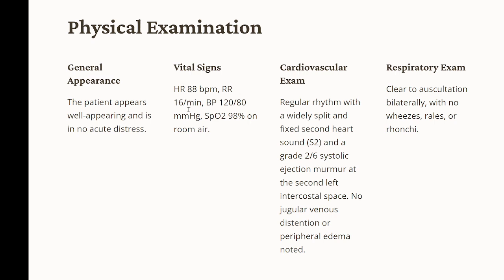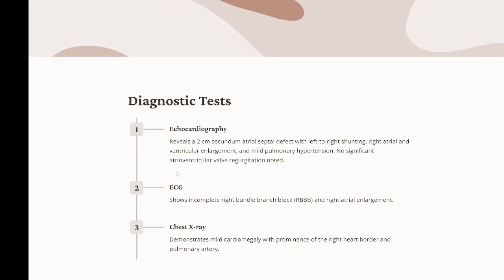Diagnostic tests. Echocardiography reveals a 2 cm secundum atrial septal defect with left to right shunting, right atrial and ventricular enlargement, and mild pulmonary hypertension. No significant atrioventricular valve regurgitation noted. ECG shows incomplete right bundle branch block, RBBB, and right atrial enlargement. Chest X-ray demonstrates mild cardiomegaly with prominence of the right heart border and pulmonary artery.